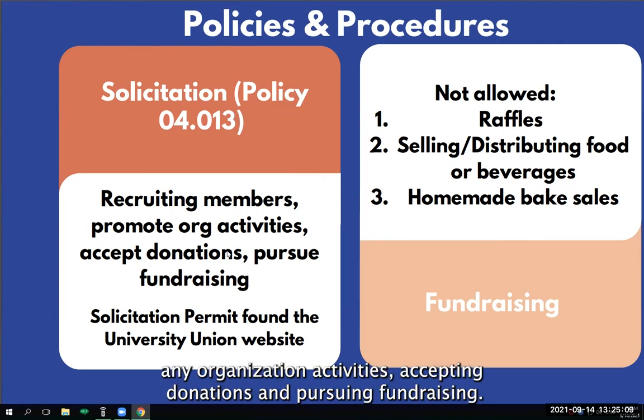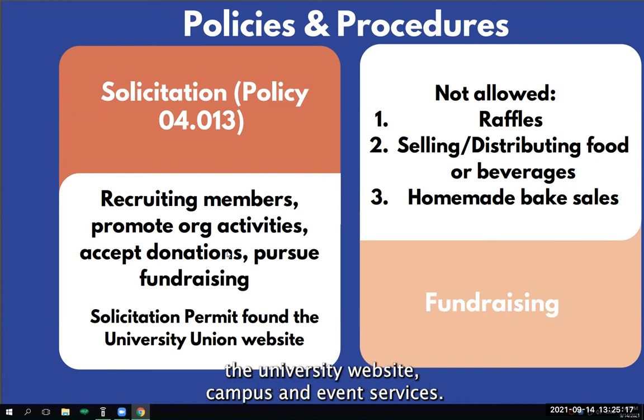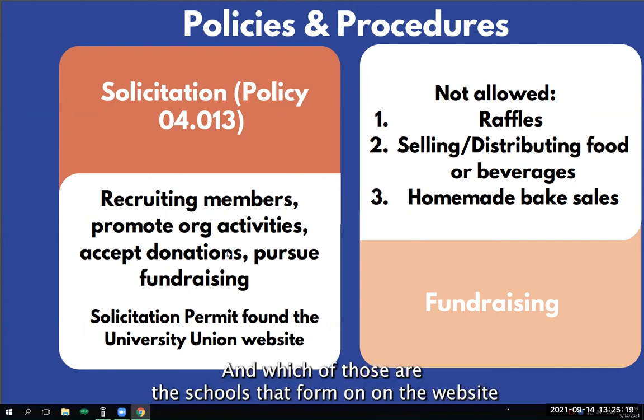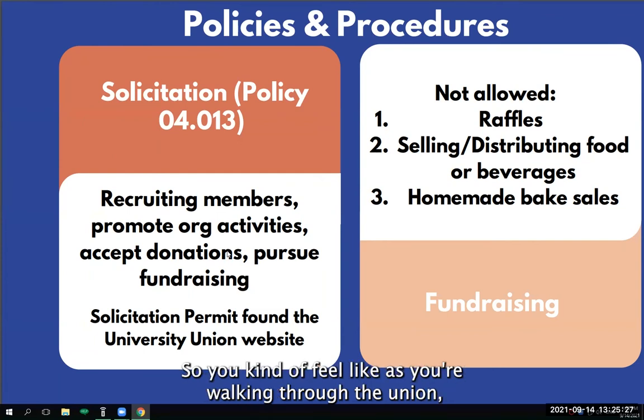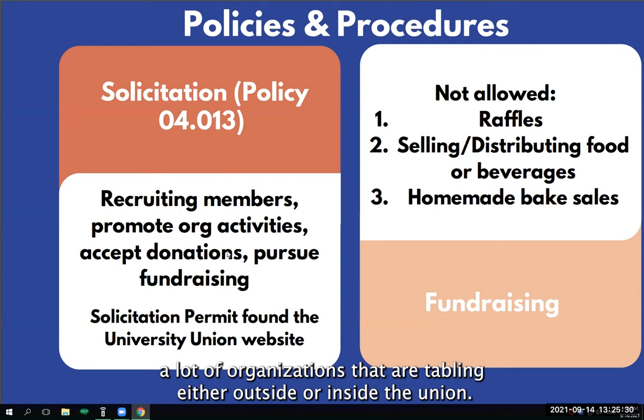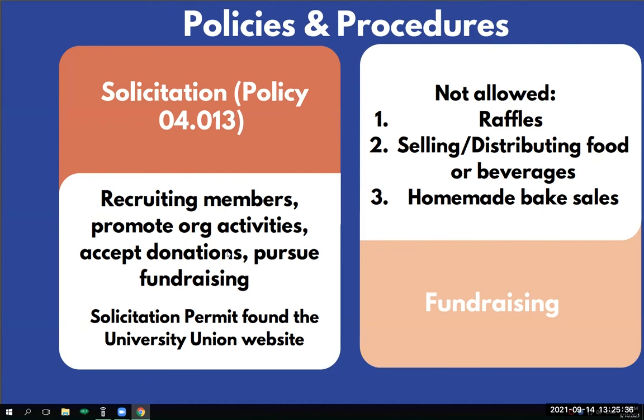promoting any organization activities, accepting donations, and pursuing fundraising. The solicitation permit is found on the university union's website, Conference and Event Services. What you'll do is fill out that form on their website and submit it to them, and then they will give you a table. As you walk through the union, you see a lot of organizations tabling either outside or inside the union. That's just another way for you to advertise any upcoming events.